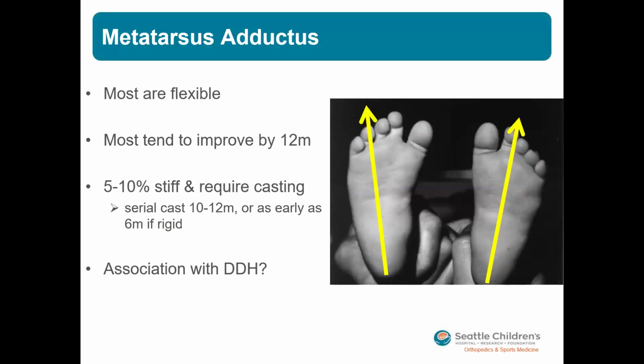This is a good example of metatarsus adductus, which can be one of the causes of in-toeing. Most of these improve by the time they're 12 months, but if they're stiff, they're going to require casting. There's some debate whether or not there's some association with DDH, but you're going to check their hips no matter what. Most are going to be flexible.